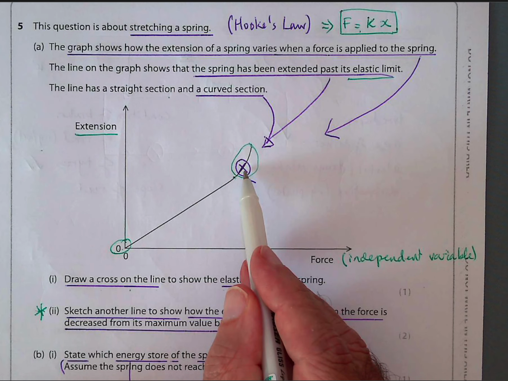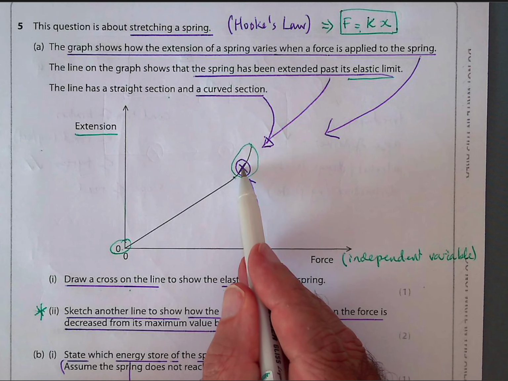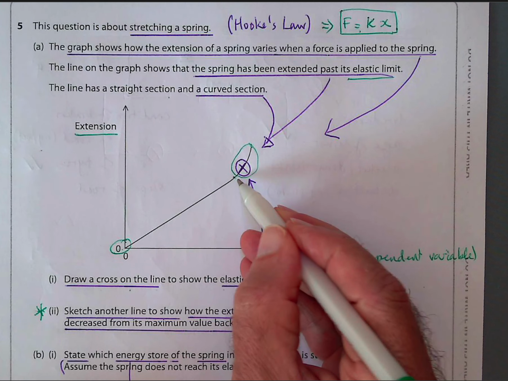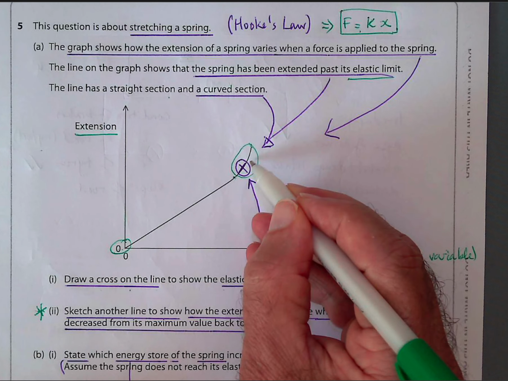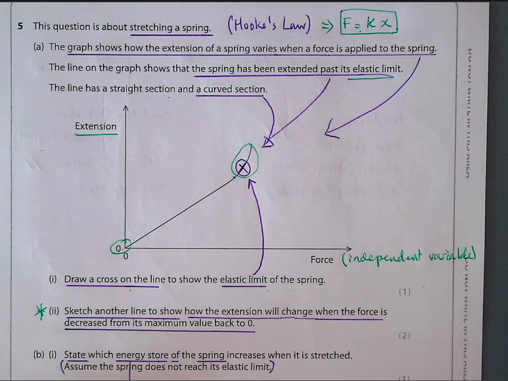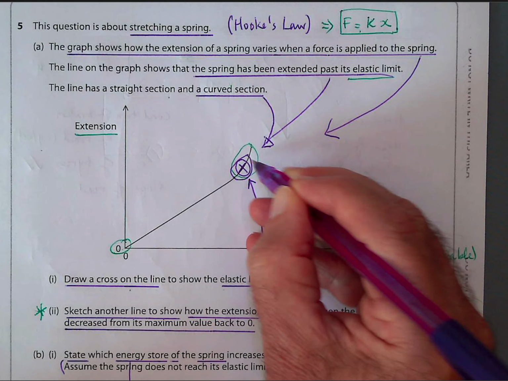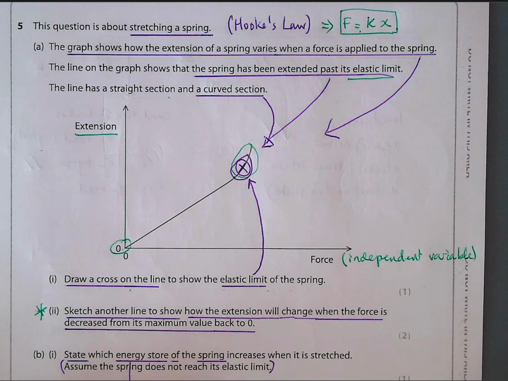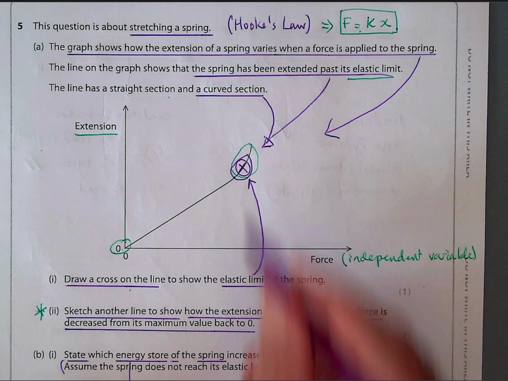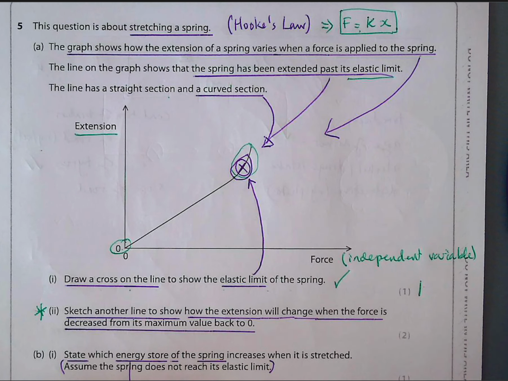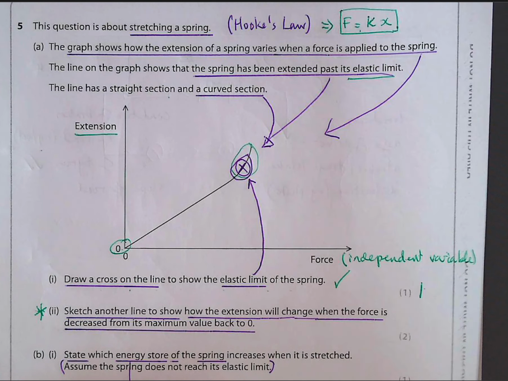And the elastic limit is slightly further than the straight line portion. It's not exactly on the straight line portion. So as long as you've got the elastic limit somewhere between the straight line portion finishing and not the end of the curve, I wouldn't put it, so somewhere in that region you will get the mark for knowing that the elastic limit is just past the proportionality limit of the straight line part of the graph.